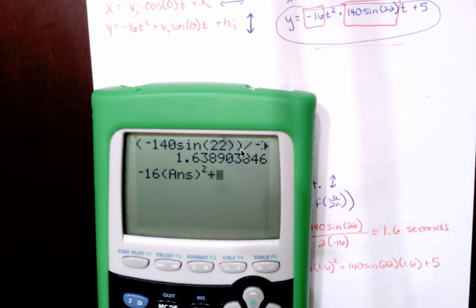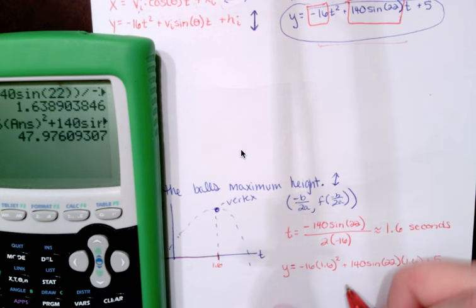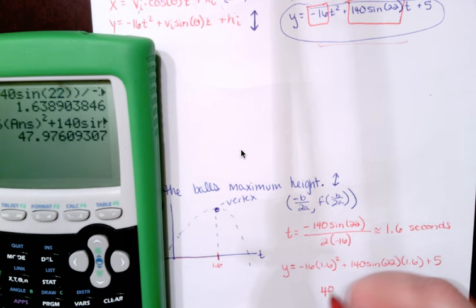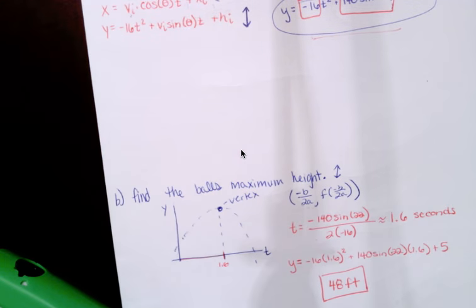And then plus 140 sine of 22 times my answer, and then plus 5. And I get a maximum height of, if you round this, 48 feet. So my maximum height for part B is 48 feet.